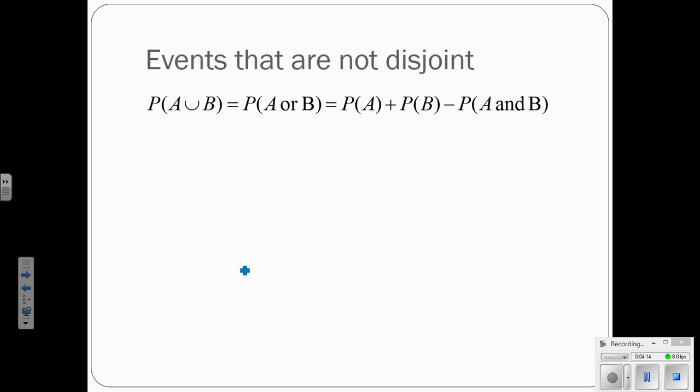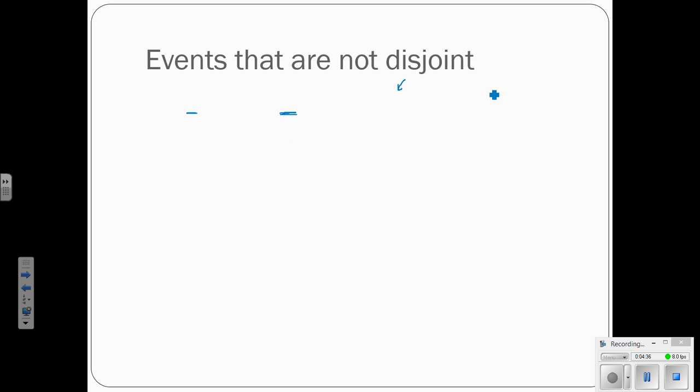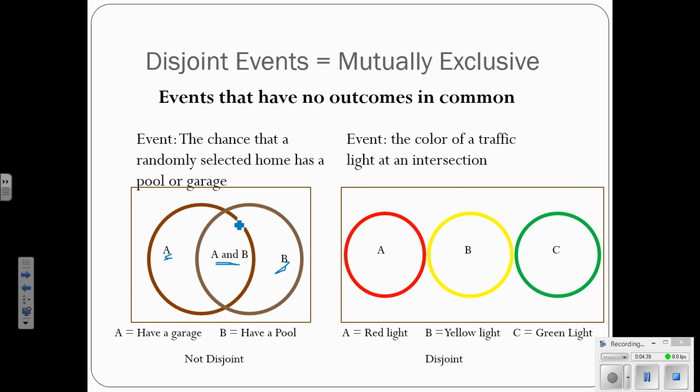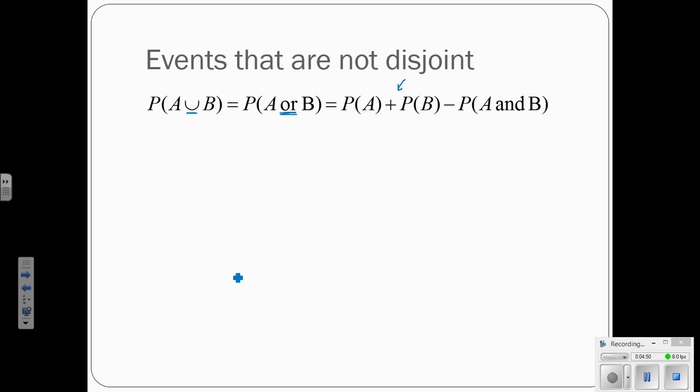So if they are not disjoint, this is kind of an addendum, or a better version of your addition rule. The probability of A or B, that's the union. In the previous video, we talked about "or" meaning plus, and that's the same case here. We're still going to add them together. However, if we do A plus B, what you've got to realize is we've actually double counted this group in the middle. So that's why we're going to take out the intersection, because you don't want to double count it.